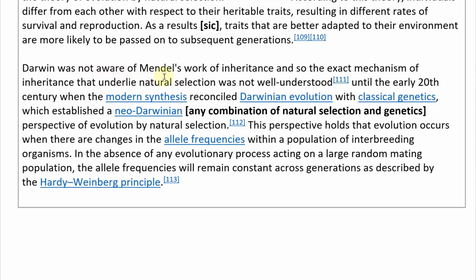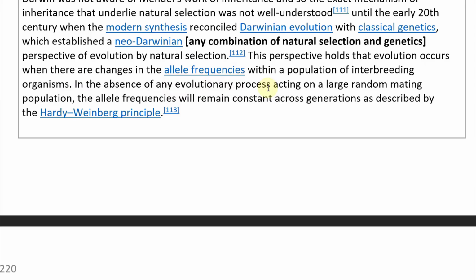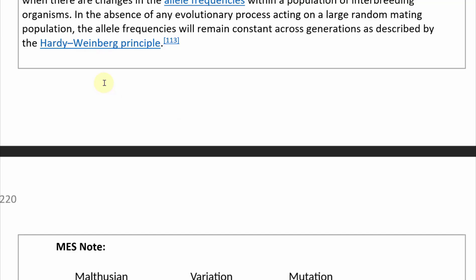Darwin was not aware of Mendel's work on inheritance, and so the exact mechanism of inheritance that underlies natural selection was not well understood until the early 20th century, when the modern synthesis reconciled Darwinian evolution with classical genetics, which established a neo-Darwinian perspective, a combination of natural selection and genetics. This perspective holds that evolution occurs when there are changes in the allele frequencies within a population of interbreeding organisms. In the absence of any evolutionary process acting on a large random mating population, the allele frequencies will remain constant across generations, as described by the Hardy-Weinberg principle.